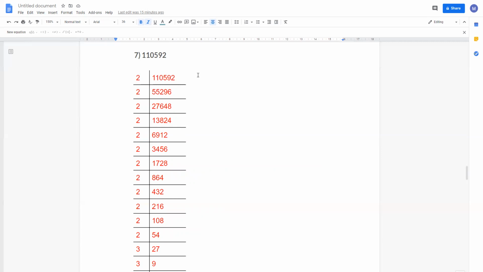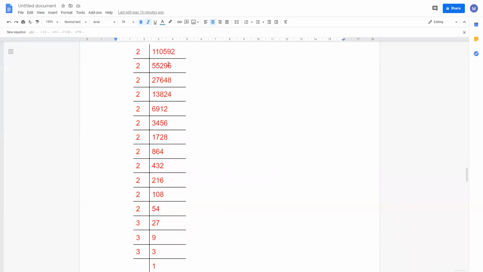1,10,592. So first of all, we have to find the prime factors of the given number. I have written the number 1,10,592. If you divide that number by 2, we get 55,296. Again dividing by 2, you will get 27,648. Again dividing by 2, you will get 13,824, which is the same number as in the previous question. Then again dividing, 6,912. Again dividing by 2, 3,456. Again dividing by 2, 1728. Again dividing by 2, 864.